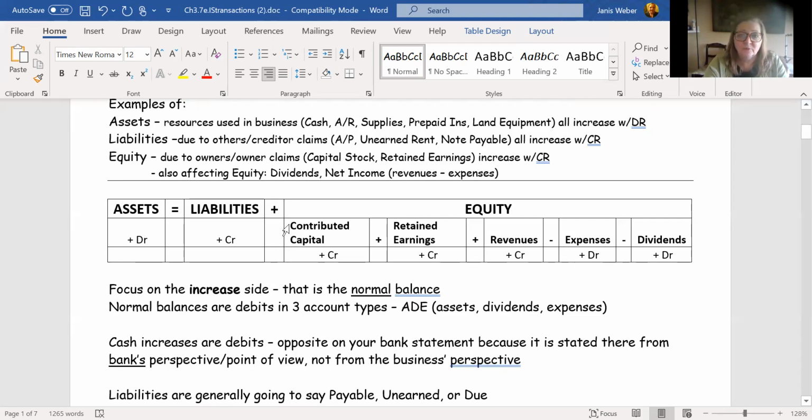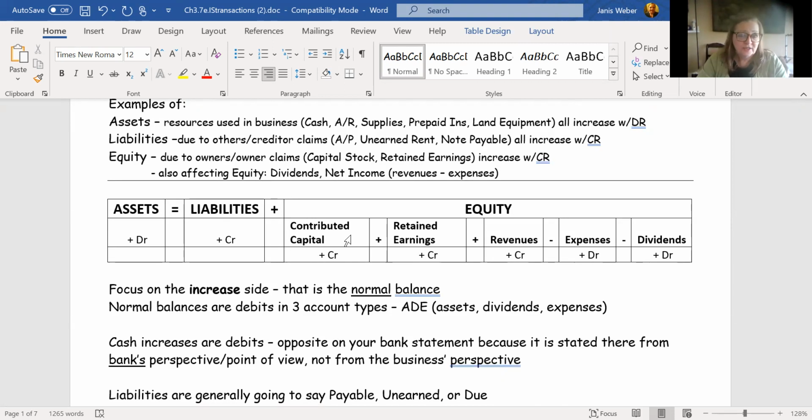Under equity, you have multiple accounts. The contributed capital, which is also known as common stock or preferred stock. We'll talk more about those different kinds of stock in a future chapter. But for now, we're just calling it contributed capital. And when we issue stock, we're just calling it common stock for the moment.